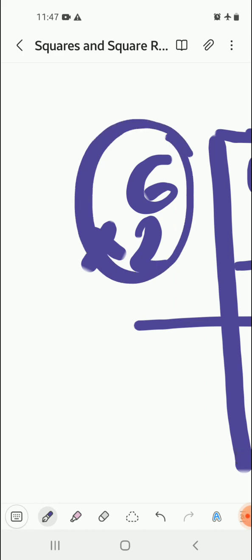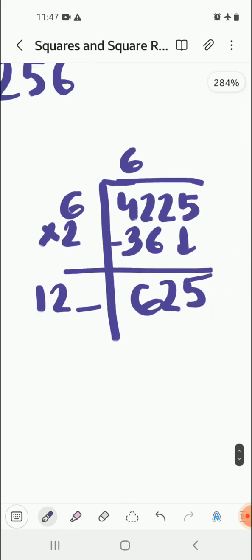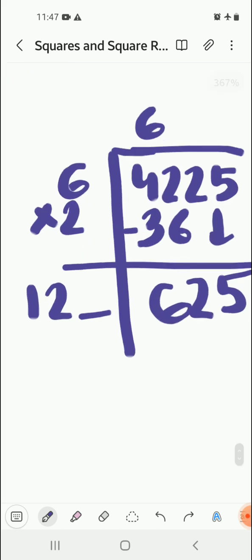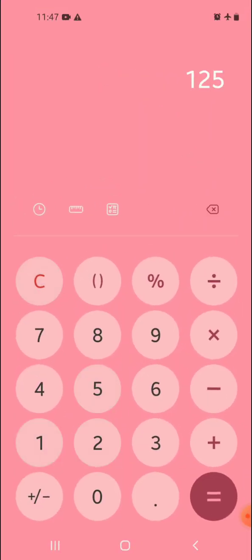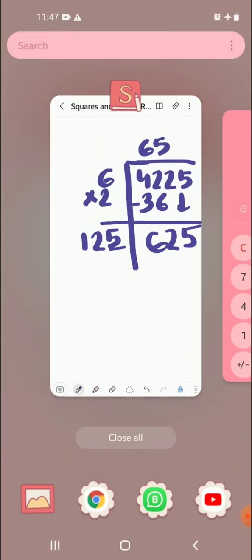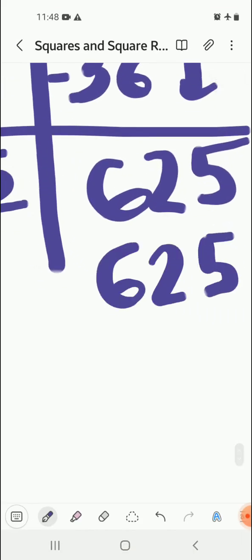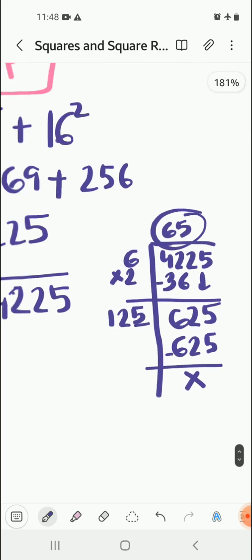This 6 will be multiplied by 2 as we know. And we're going to write it over here. 12. And think of a number in this position with which if we multiply, we get 625. If we are well versed with the table, we would know that 125 into 5 is 625. So here we are going to write 5. I'll show you. See? And here also 5. 125 into 5. See? It's 625. So that is what we have used over here. So we have got the perfect number. We'll subtract and nothing leaves as a remainder, which means 65 square.